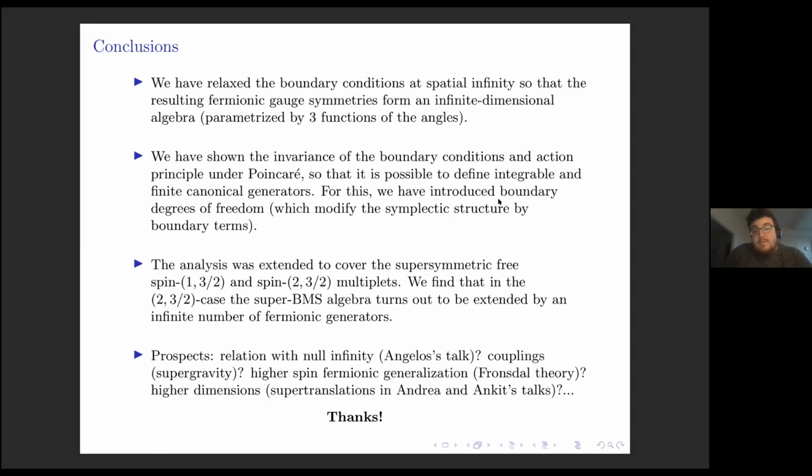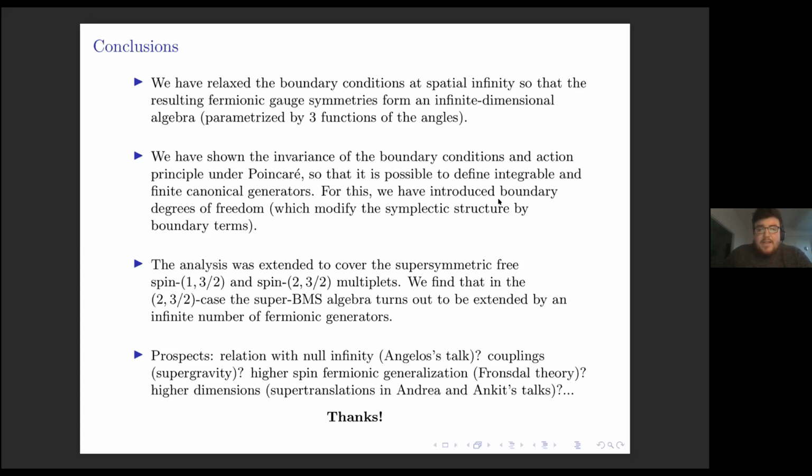We want to see if, in our case, we want to go towards some super-BMS algebra with infinite fermionic charges, which are the square roots of super translations, but without the presence of super rotations. Maybe this is something that we need in order to formulate what we want, as Angelos showed. I don't know.